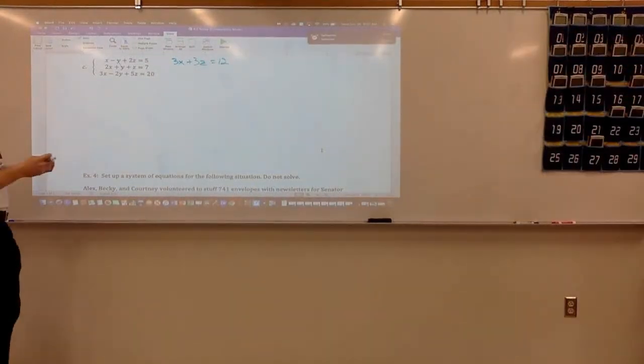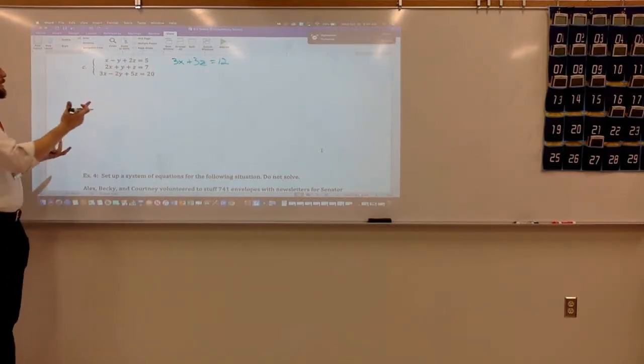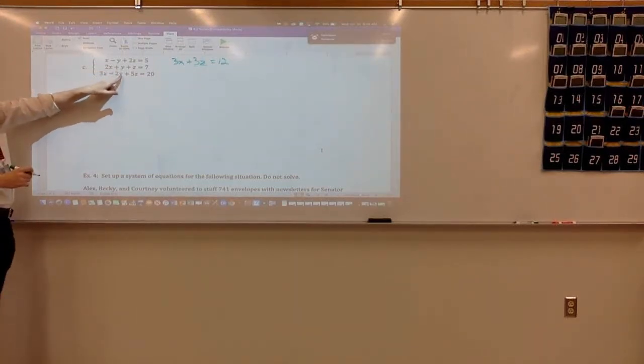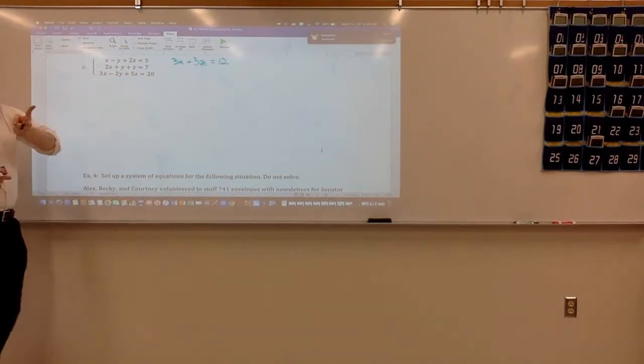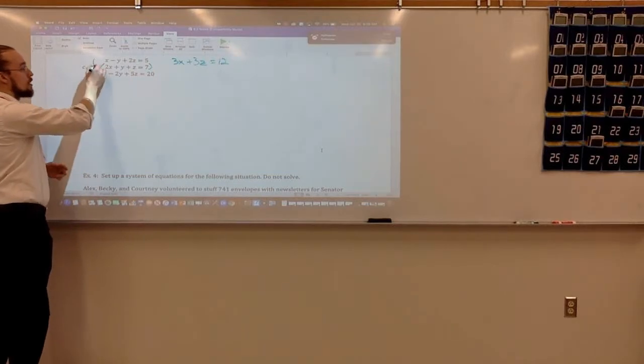To eliminate y from the system, if I choose the first and the third, or the second and the third, I'm going to have to do some kind of multiplication. So it doesn't really matter what combination I choose there. I'll do the second and the third. If I just multiply this second equation by 2, the y's will end up canceling. And so I'll do that.